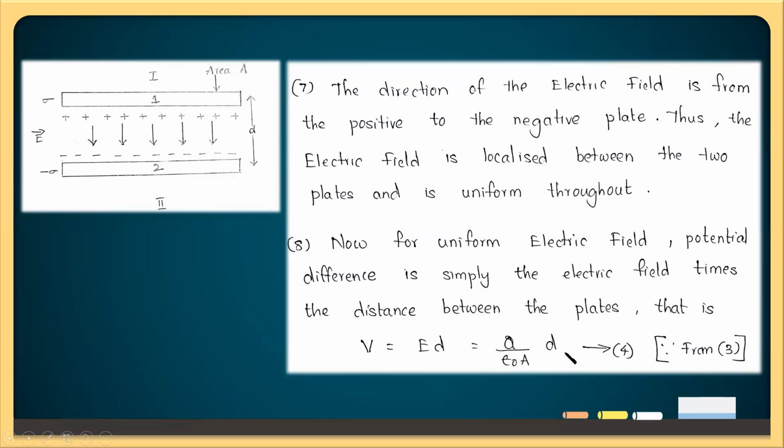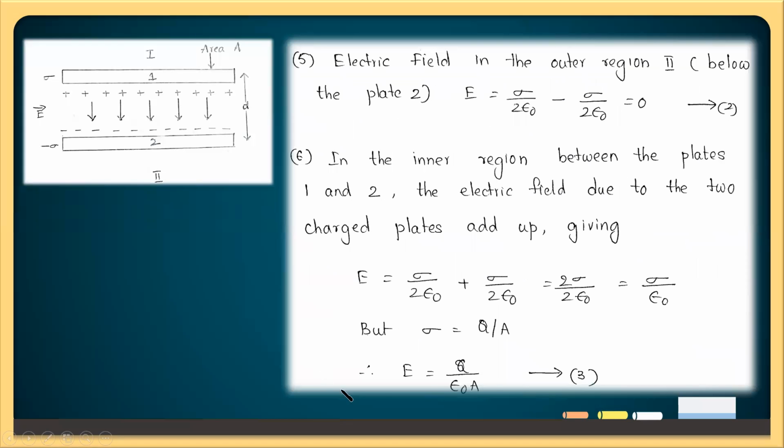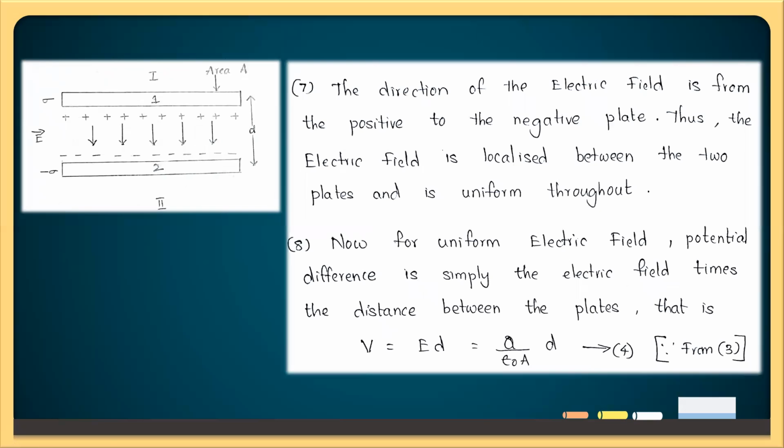But from equation 3, E is equal to Q by epsilon naught A. If you see the previous slide, here you can see E is equal to Q by epsilon naught A. Therefore, that value we will substitute here in place of E, Q by epsilon naught A into D. Therefore, V is equal to Q D by epsilon naught A, equation number 4.